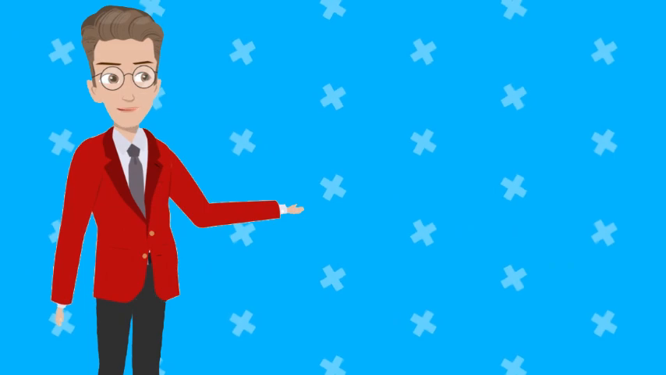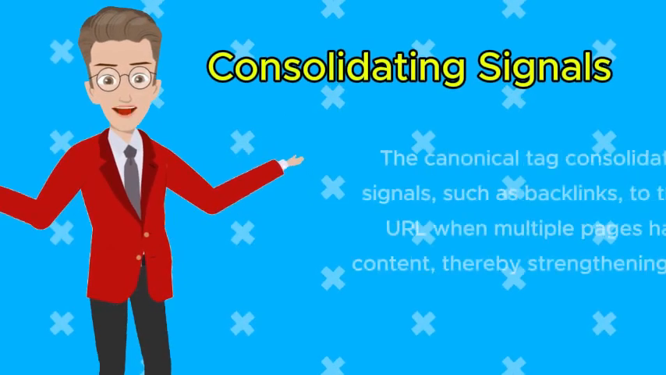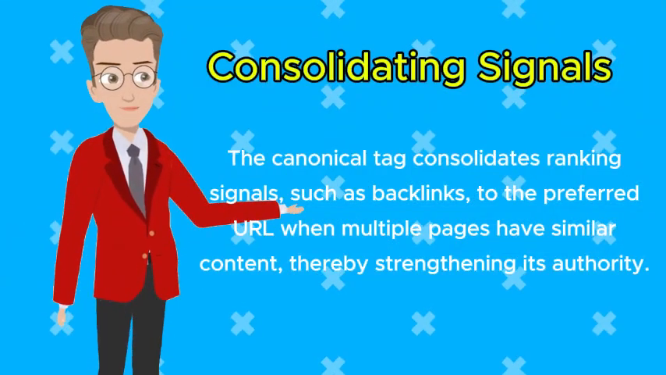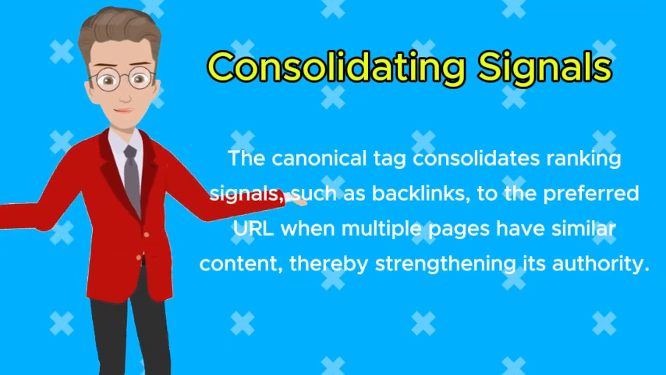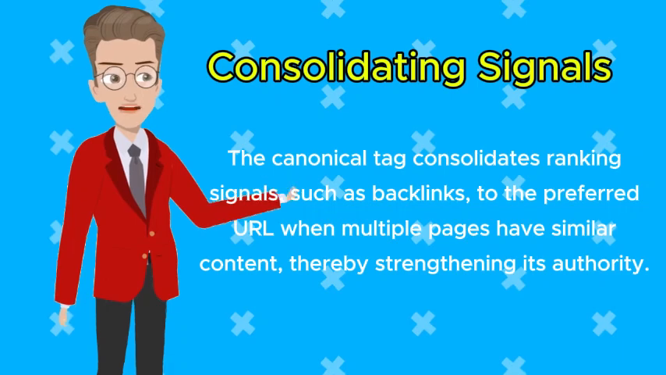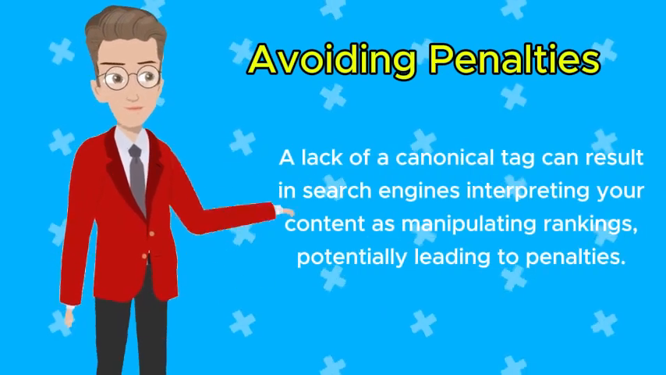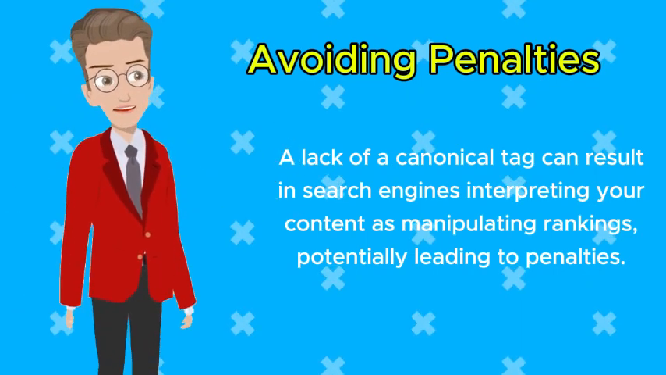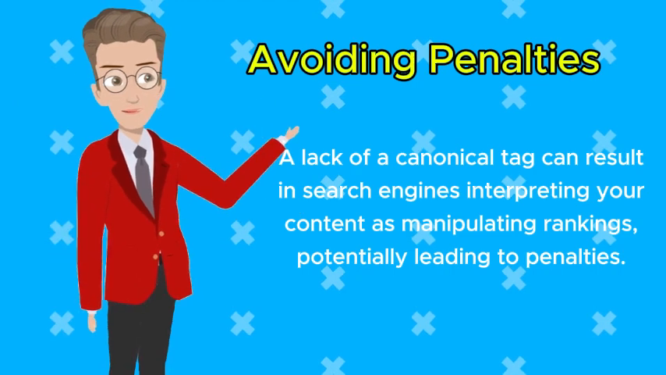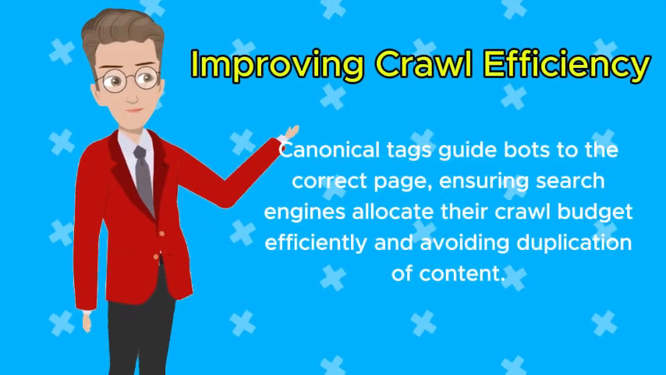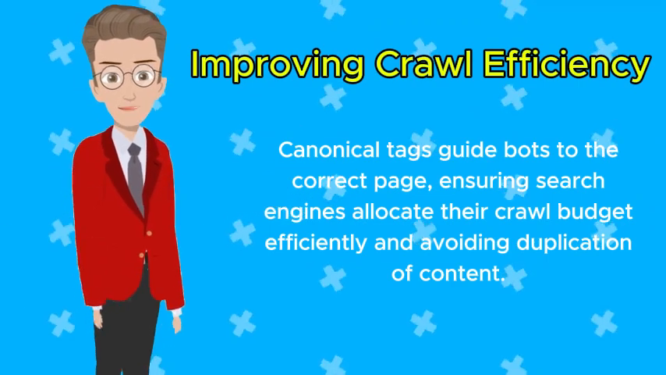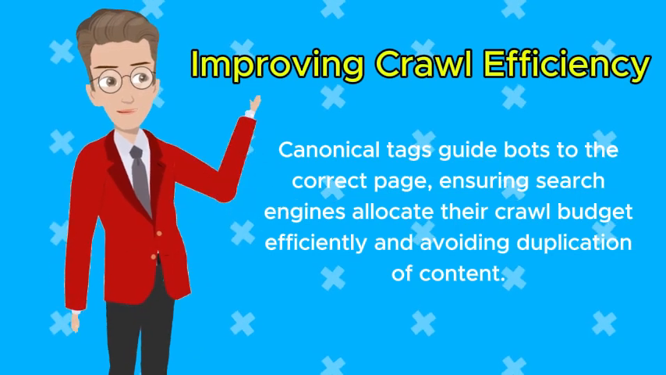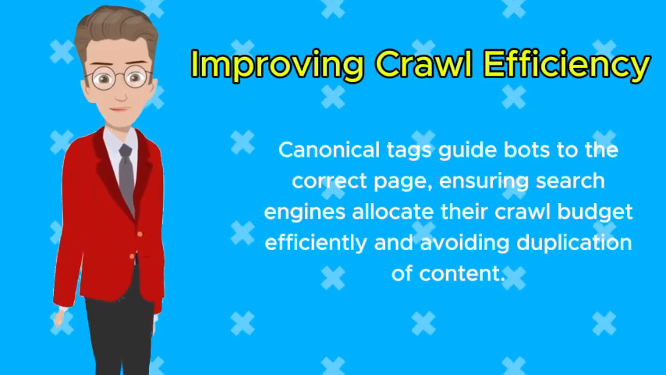Here's how canonical tags work and why they're important. Consolidating signals: when multiple pages have similar content, the canonical tag consolidates ranking signals, like backlinks, to the preferred URL. This helps strengthen its authority. Avoiding penalties: without a canonical tag, search engines might think you're trying to manipulate rankings by duplicating content, which could lead to penalties. Improving crawl efficiency by guiding bots to the correct page: canonical tags ensure that search engines spend their crawl budget wisely instead of wasting time on duplicates.